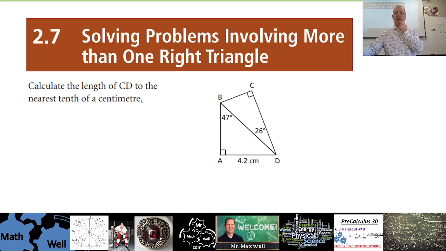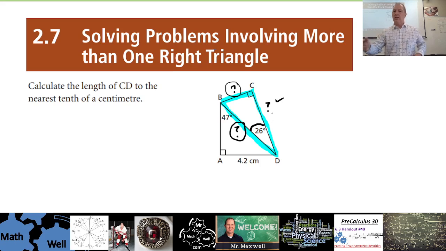It says calculate the length of CD, so that's this side right here, from here to here, okay, that side, to the nearest tenth of a centimeter. Well, CD is part of this triangle right here. So if I look at this triangle, what I will notice is that I'm given an angle, awesome, but I don't have any of the sides of the triangle. So I need at least one of these sides. I need to know one of those sides in order to find this one.